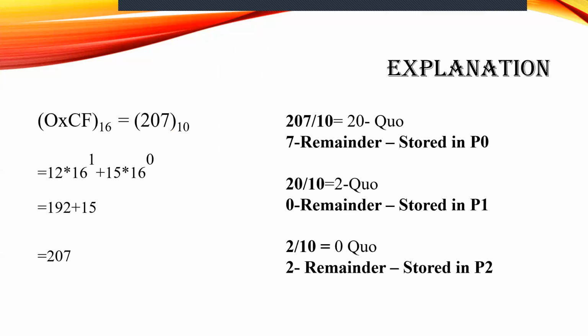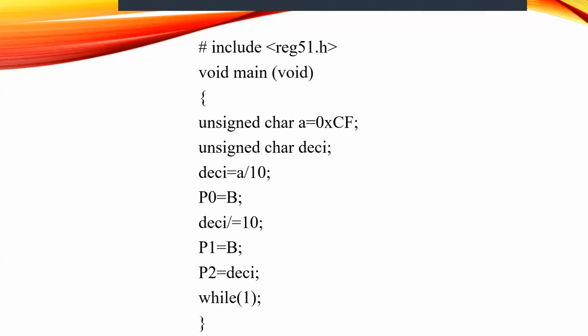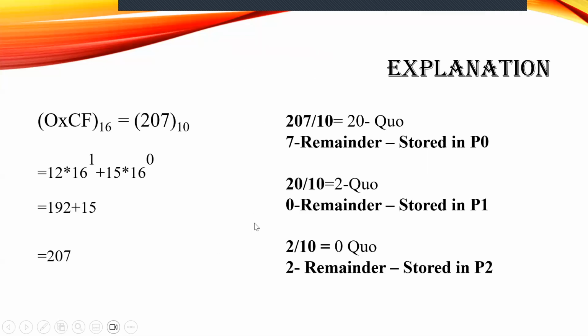So now you have got the port 0 value. How to get the P1 and P2 values? For the P1 value, the decimal is again divided by 10. Not the 207, but the quotient you have got will be again divided by 10. So 20 divided by 10: 2 will be the quotient and 0 will be the remainder, which is stored in port 1.